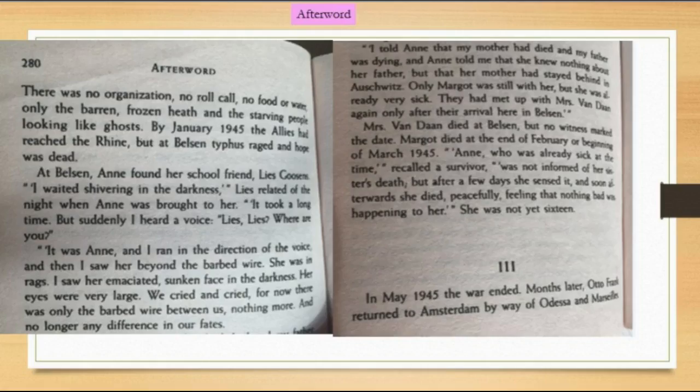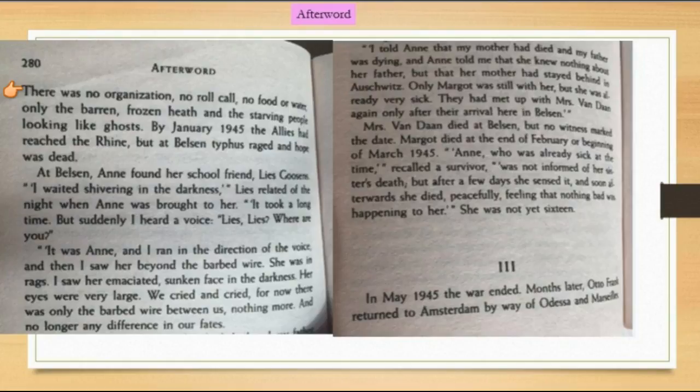Belsen, Anne discovered, was different from Auschwitz. So Anne is now at this concentration camp called Belsen. There was no organization, no roll call, no food or water. Only the barren, frozen heath and the starving people looking like ghosts. By January 1945, the Allies had reached the Rhine, but at Belsen, typhus raged and hope was dead.